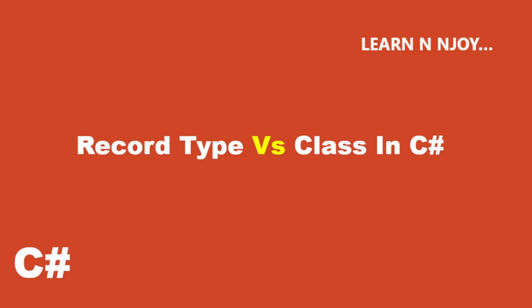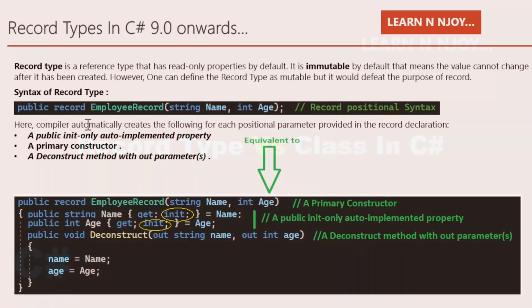Okay, without any further delay, let's get started. Record types in C# 9.0 onwards. What is a record type? A record type is nothing but a reference type that has read-only properties by default. It is immutable by default, that means the value cannot change after it has been created. However, one can define the record type as mutable, but it would defeat the purpose of a record.